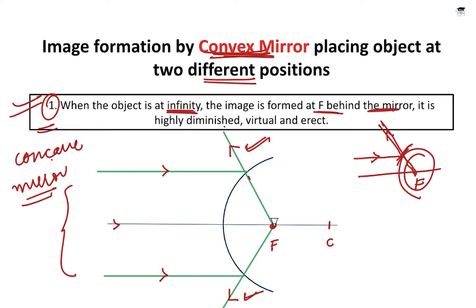So the image is formed at this point, and you can see the size of the image. It is so small, highly diminished. It is virtual and erect. How is it erect? You can't see here that it is erect. But because it is virtual, and why is it virtual? It is virtual because it is formed behind the mirror. Because it is formed behind the mirror, therefore it is virtual and therefore it is erect. Okay, so this case is done. It was so easy peasy.